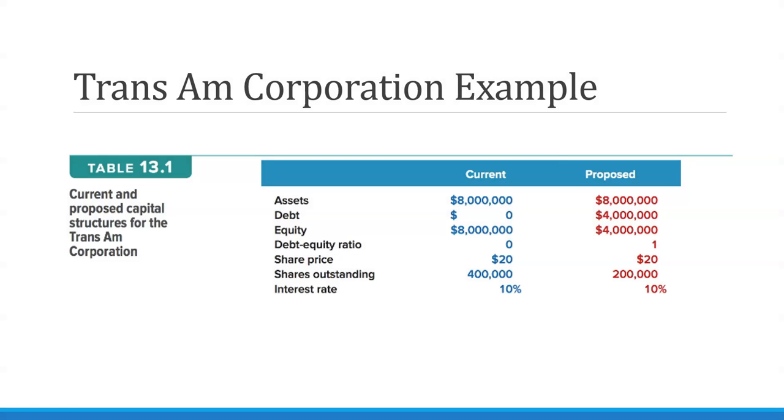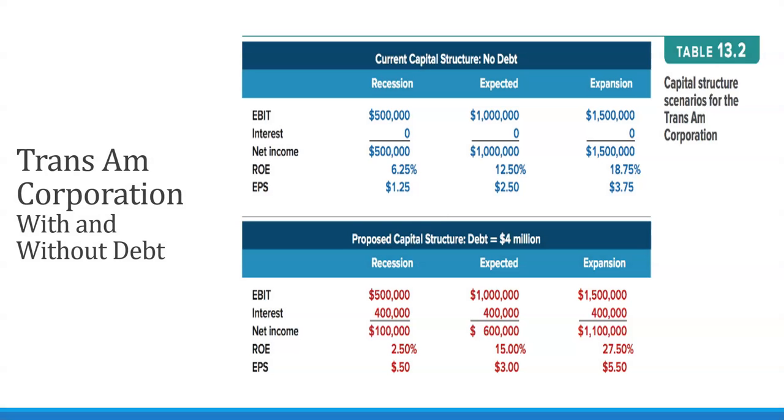We have a company that is currently 100% equity funded. They have 400,000 shares of outstanding stock and a debt to equity ratio of 0. They are proposing to take out $4 million in debt to buy back $4 million worth of stock, or half of their shares. They would reduce their shares outstanding by half, and they would change their debt to equity ratio to 1, where the debt to equity is equal. So what does that do to return on equity and earnings per share?